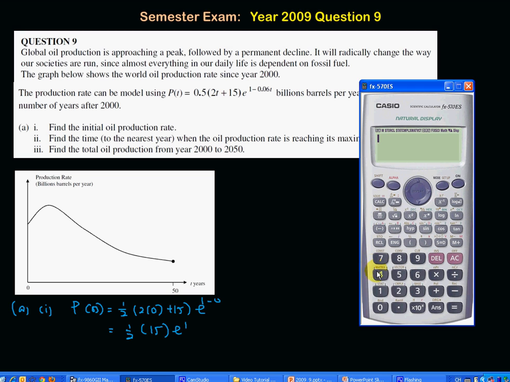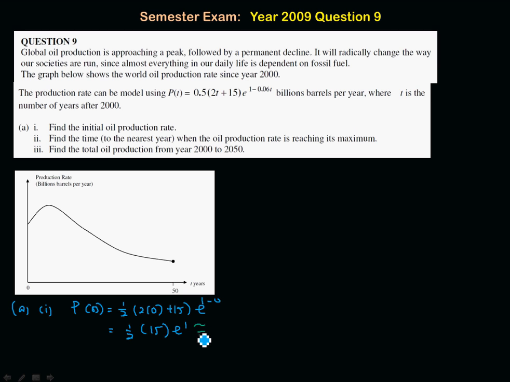Okay, and so this is 0.5 times 15 times e to the power 1 right here. So it's approximately 20.4. That is billion barrels per year.